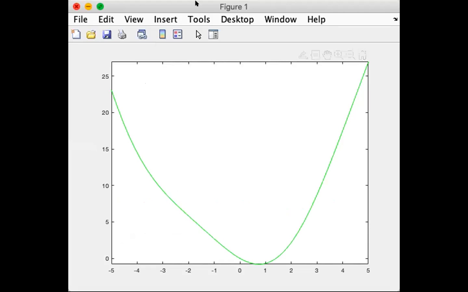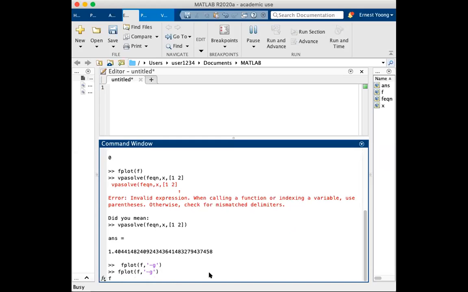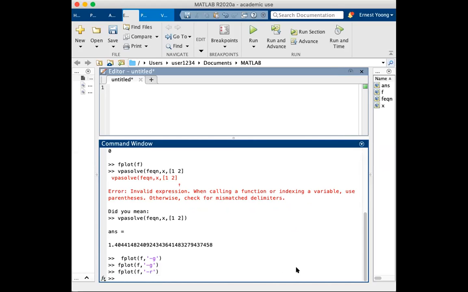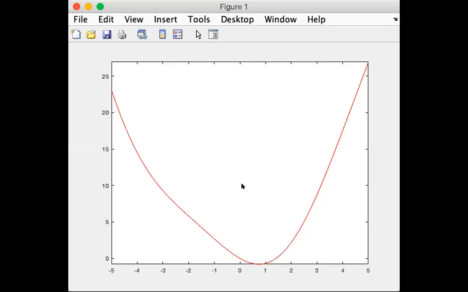So we can change it to red color. So just change it, the same thing. Dot dash r means red color. And dot dash blue is blue color. And see now it's red color.